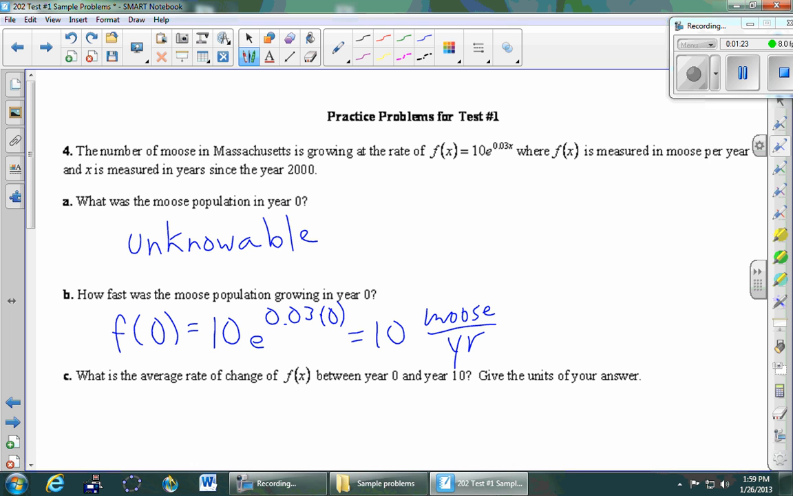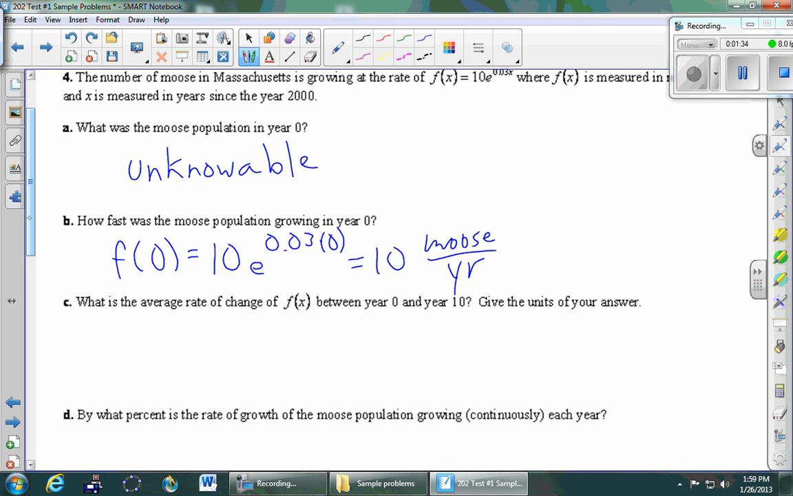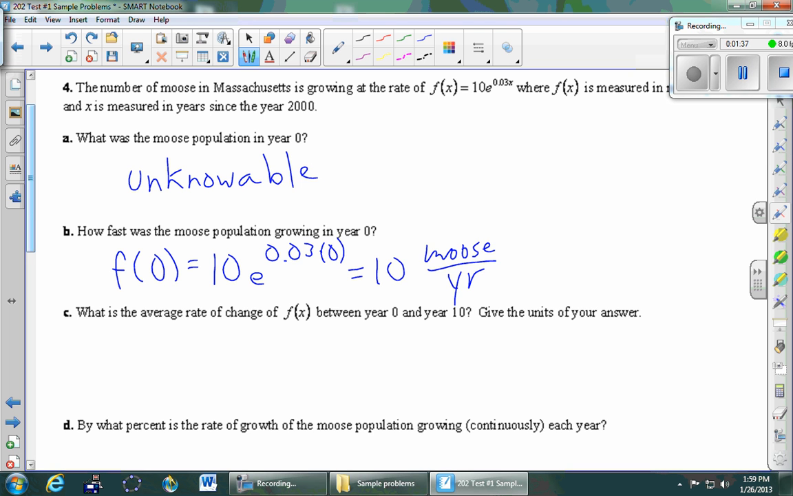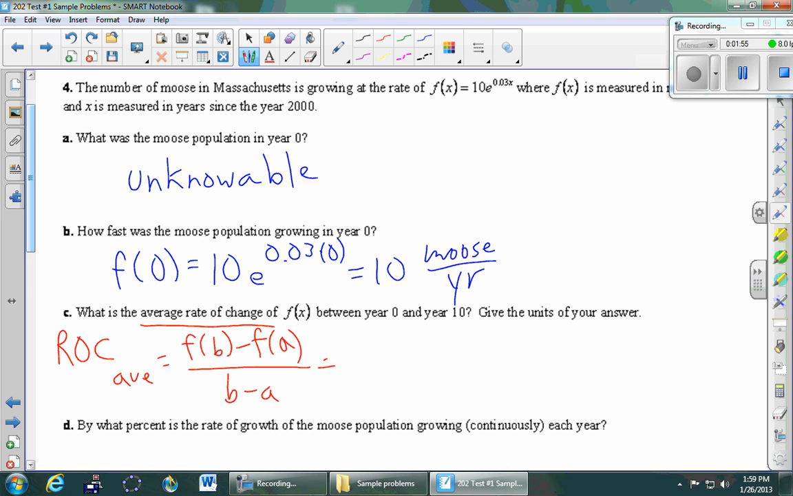Part C, what was the average rate of change of f of x between year 0 and year 10? Give the units of your answer. Okay, the phrase average rate of change is supposed to cue you into a formula. So let's write that formula. Average rate of change, so I'll call that rate of change average, is equal to f of b minus f of a divided by b minus a, where a and b are the 2 points that you're trying to find the average rate of change between. So the 2 points in this case are 10 and 0. So we want f of 10 minus f of 0 divided by 10 minus 0.